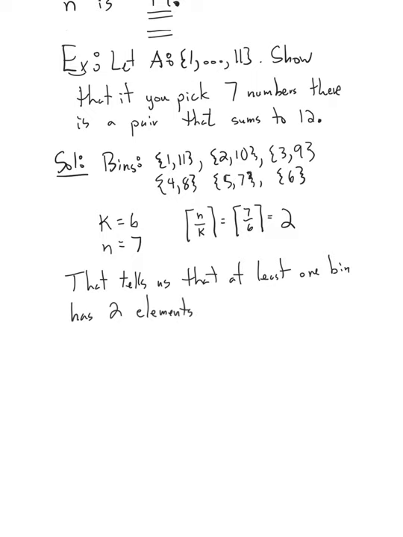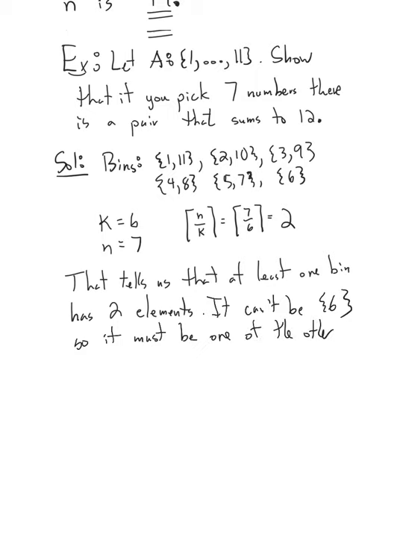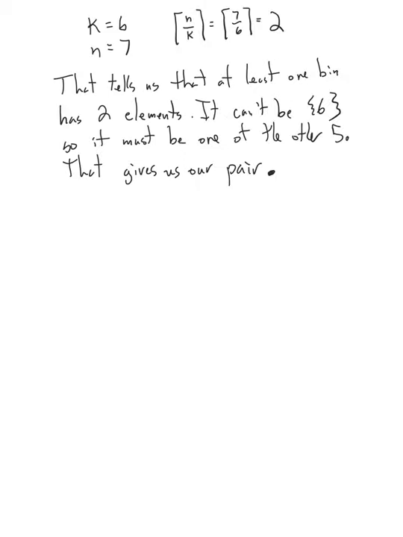Okay? It can't be 6 because that bin can only fit one thing, so it must be one of the other 5. That gives us our pair that sum up to 12. All right, let's look at another example.